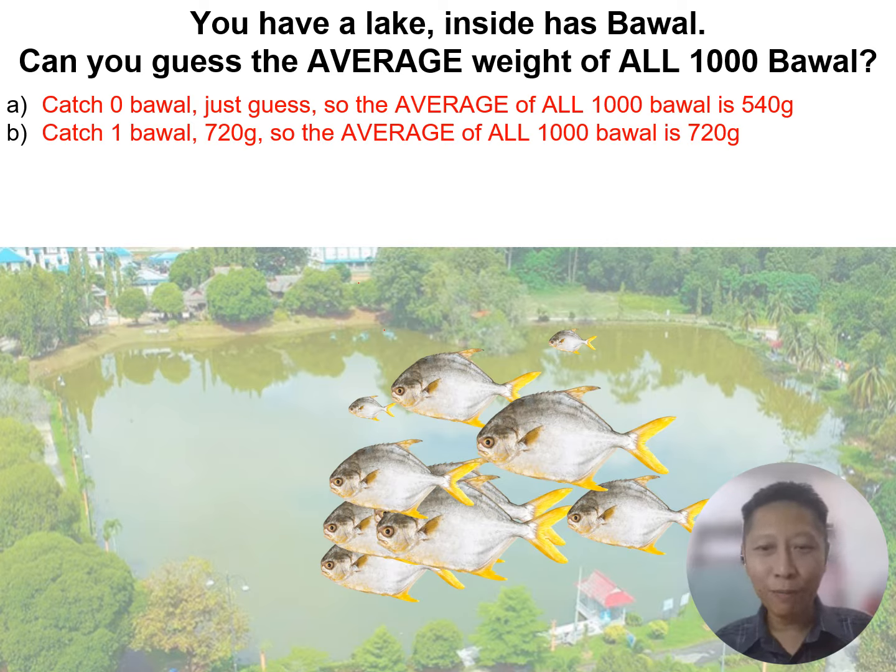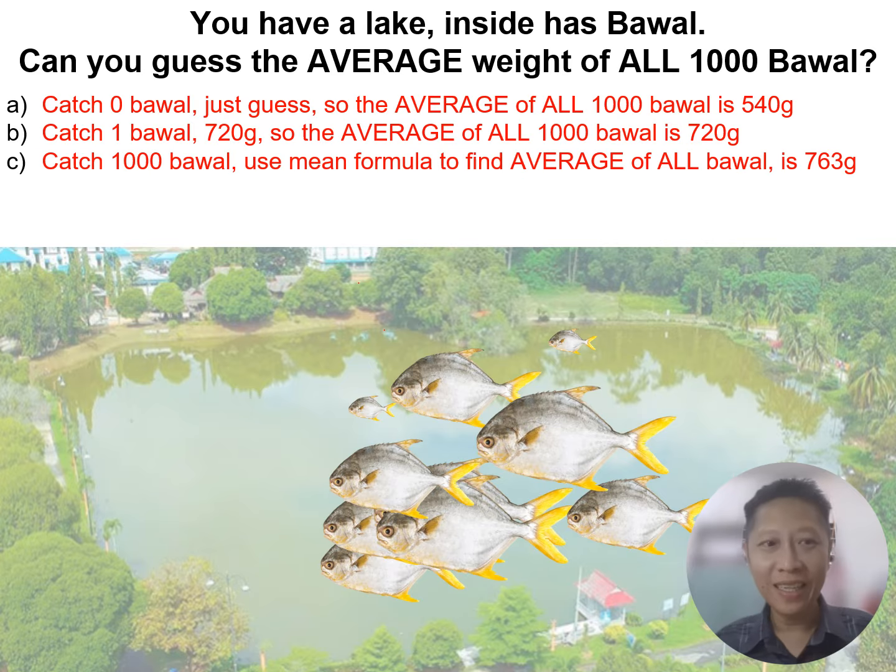The third way might be the better way: catch all 1000 bawal fish. Then use the average formula, the mean formula, to find the average weight of all 1000 bawal fish. After adding all 1000 bawal fish weights and dividing by 1000, the average is 763 grams. 5 days spending, so tiring. Or is there a better way?